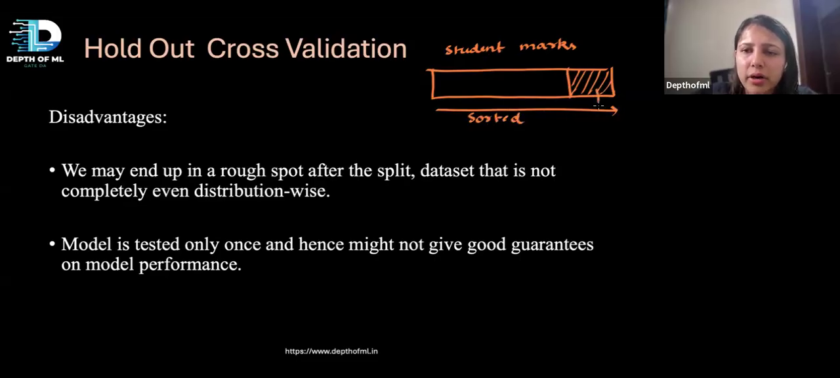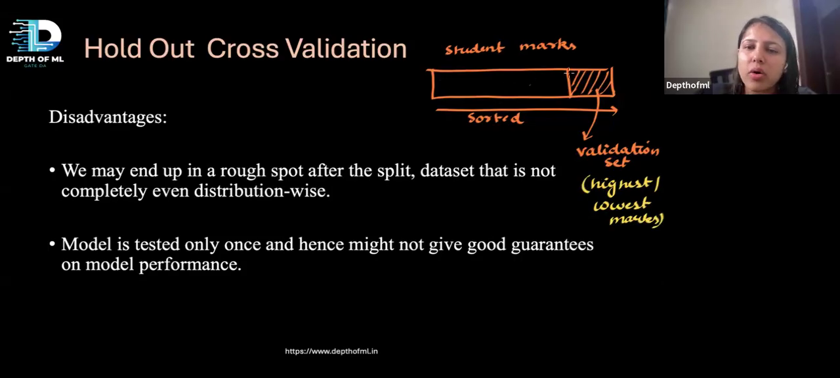So what will happen is, here in the validation set, you will have students who have higher marks or lower marks, depending on what kind of sorting you have done. So this will have students with the highest or lowest marks, depending on the type of sorting you're using. And this will have the lower or higher marks, the rest of the marks. So now this validation set is not a true representation of the data distribution. Because here you will have students, say, all of whom have marks less than 90. Here you will have students who have marks greater than 90.